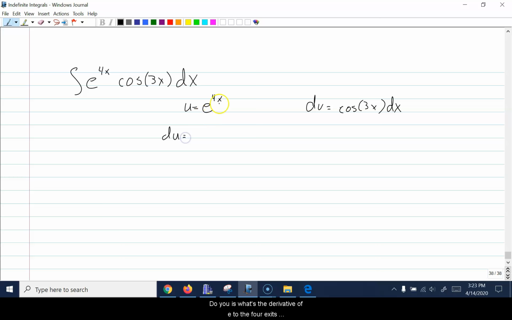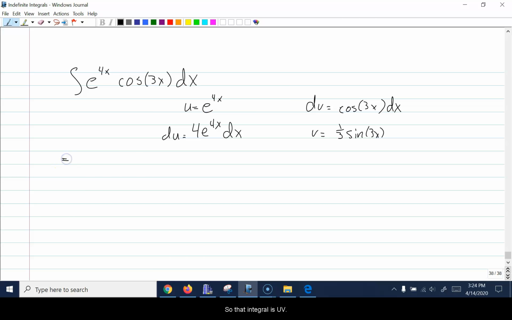du is, what's the derivative of e to the 4x? It's 4 e to the 4x dx. V is the integral of cosine 3x. What's the integral of cosine 3x? It'll be sine 3x, but gotta divide by 3. I could put a plus c, I probably don't want to.